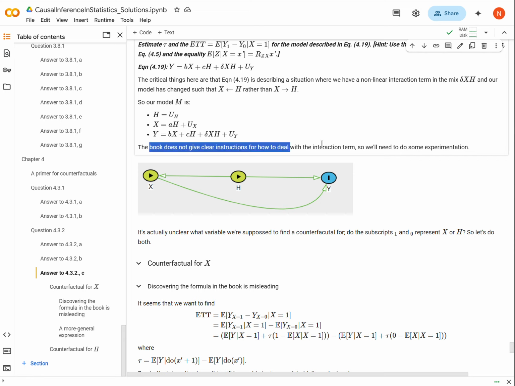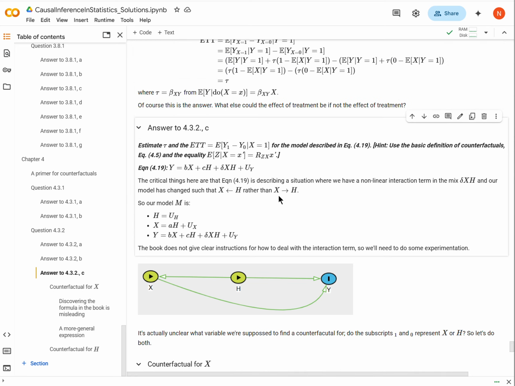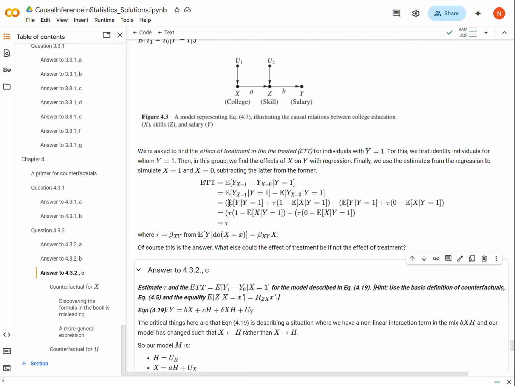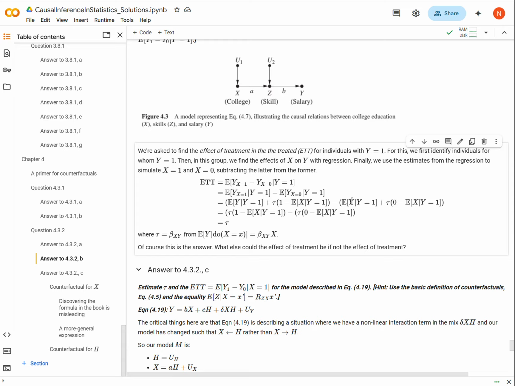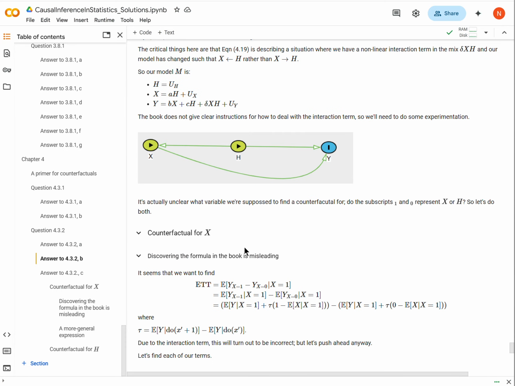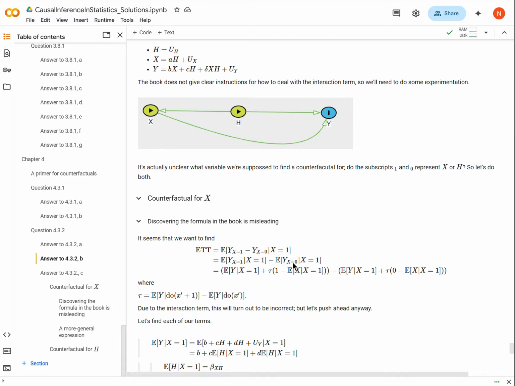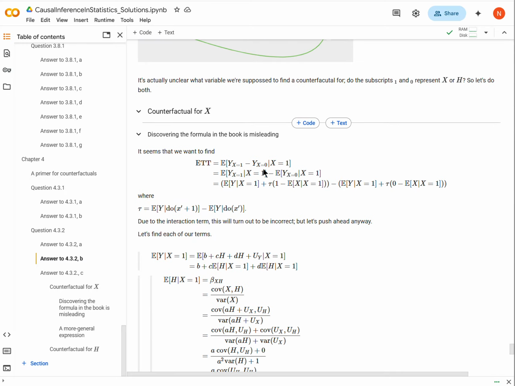Now, the book does not really give very clear instructions, or at least I didn't think it gave very clear instructions on how to deal with this interaction term here. And so the first thing that I tried to do was just to try to apply this formula right here, which is kind of what I'm led to believe the book is telling us to do. And so let's go through that, and we're going to realize that it's wrong, okay?